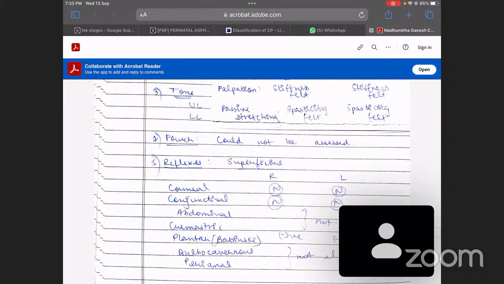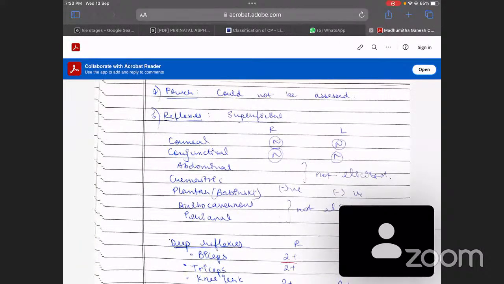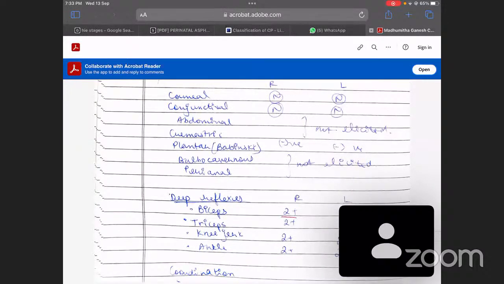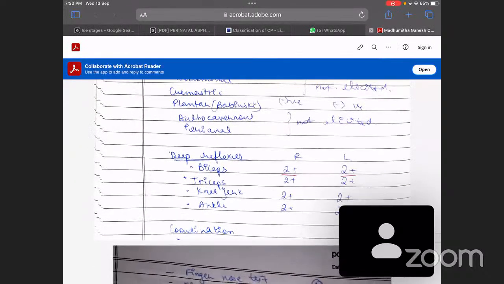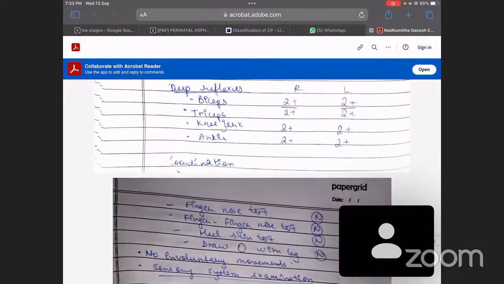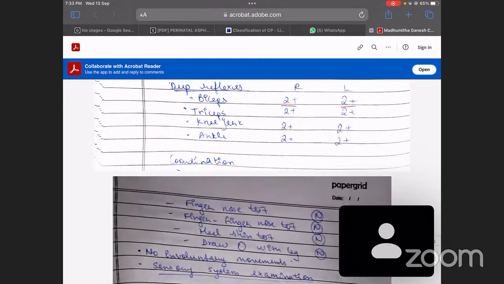Superficial reflexes, everything is normal, but abdominal and cremastic reflex was not elicited, and bulbocavernous and perianal reflex was also not elicited. Okay, cool. Then deep reflexes. Deep reflexes are 2 plus in biceps reflex, triceps, knee jerk, and ankle in both the right limb and the left limb. So it is more likely not brisk. It's equal, normal. Reflexes are normal.